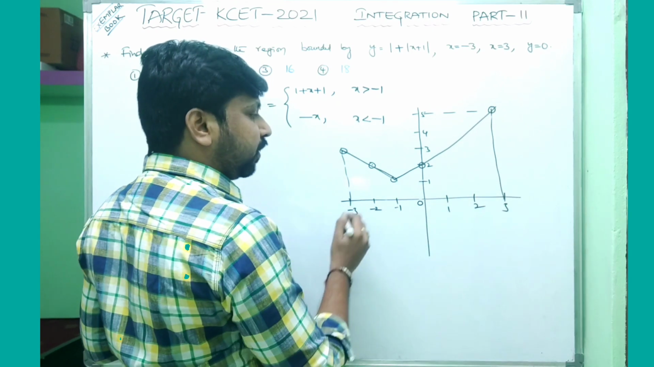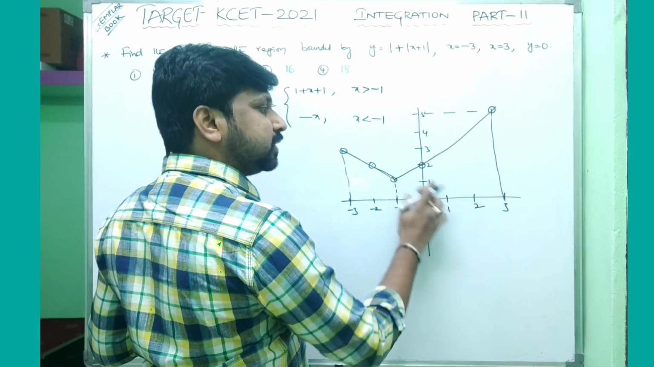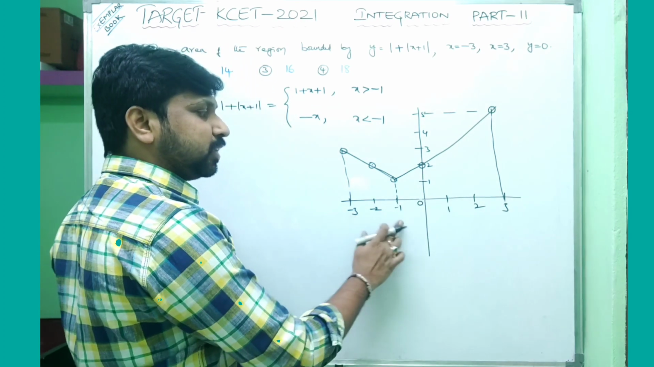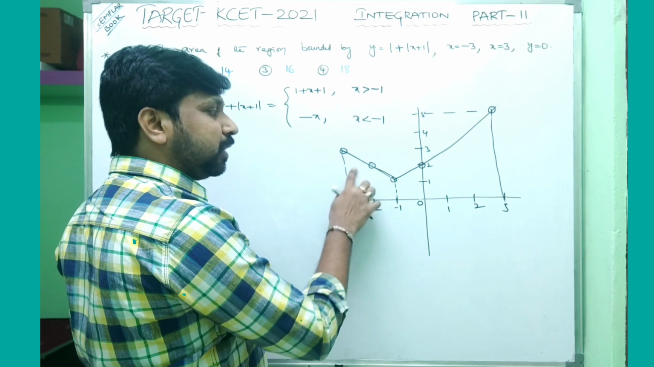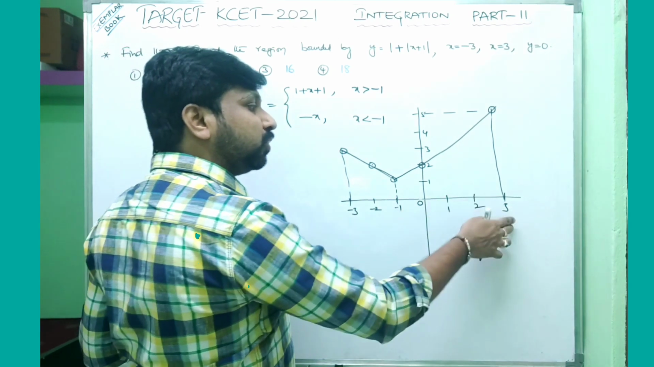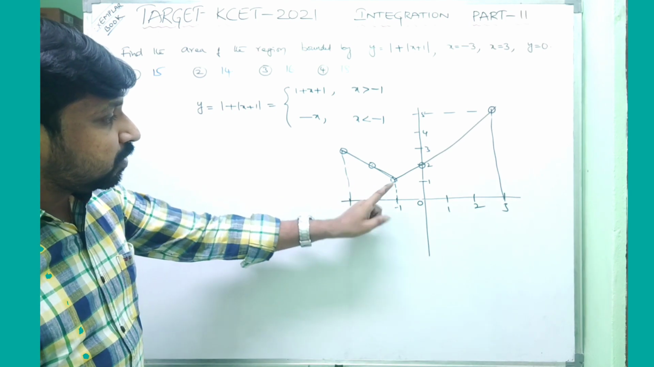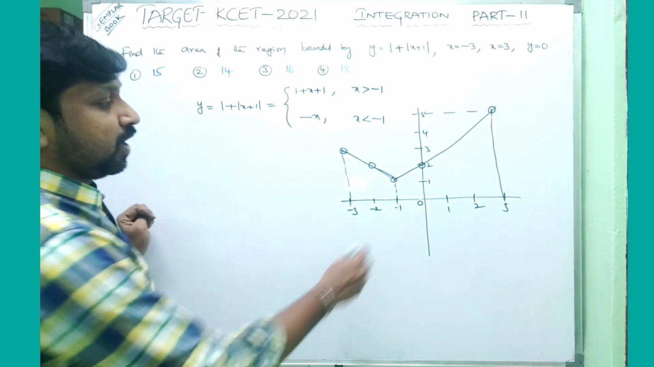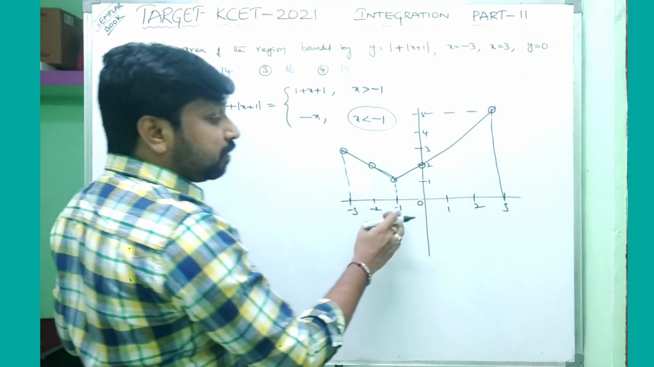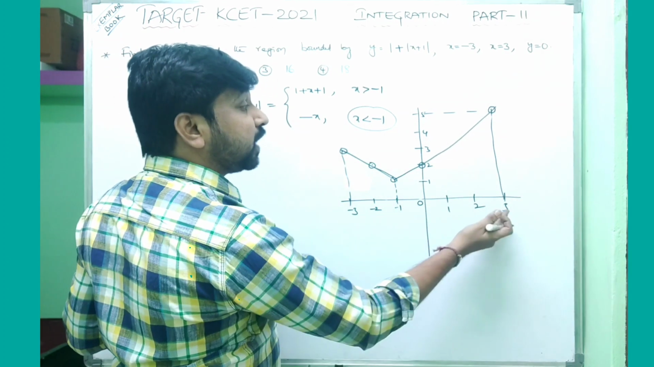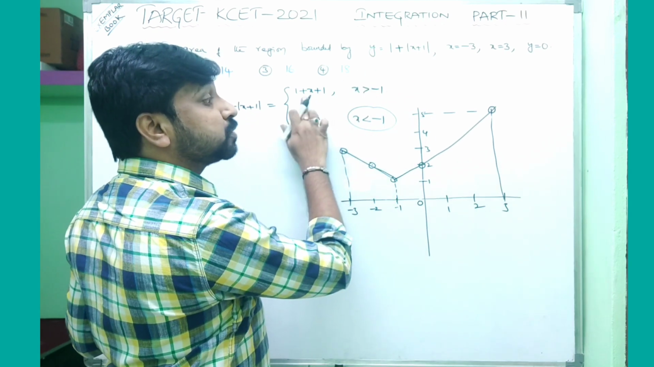So this area you need to find is this area plus this area. This area means minus 3 to minus 1, and minus 1 to 3. Minus 3 to minus 1 depends on one curve, minus 1 to 3 depends on the other curve. Minus 3 to minus 1 means x less than minus 1, so the graph is the minus x graph. Minus 1 to 3 means x greater than minus 1, so the graph is the x plus 2 graph.